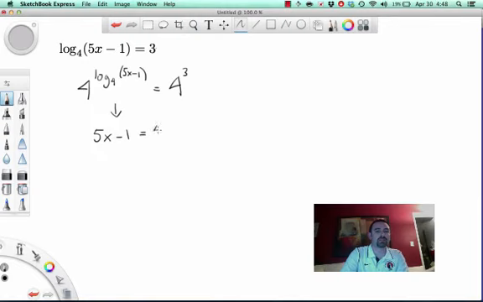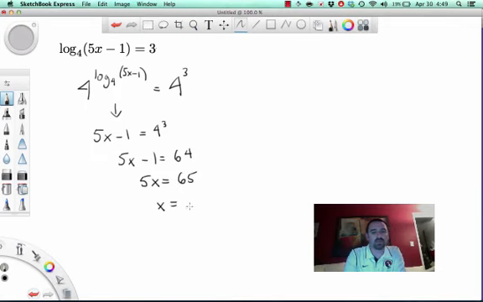And the right hand side is equal to 4 cubed. Okay? So I end up with 5x minus 1 equals 64. So 5x equals 65. So x equals 13. So x is 13. So what we did here was when I exponentiate both sides, I choose the base of that exponent to be the same as the base of the logarithm.